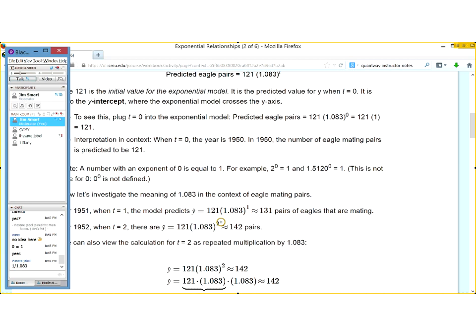that would be the -1 power. Negative powers mean to take the reciprocal of whatever you would have. So like if the power was -2, you would do 1 over 1.083 times 1.083. Once you did your 1.083 times 1.083, you would do 1 over that. And that would, in theory, tell you the predicted number of pairs in 1948, because that -2 would mean 1948.